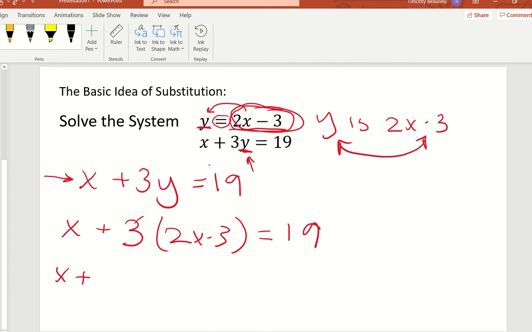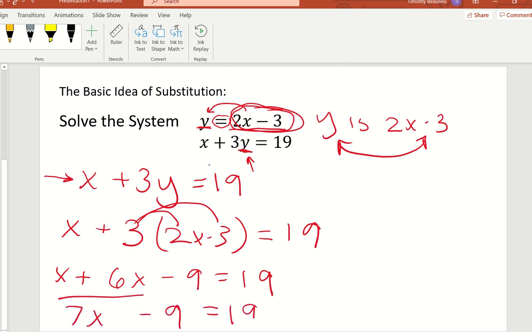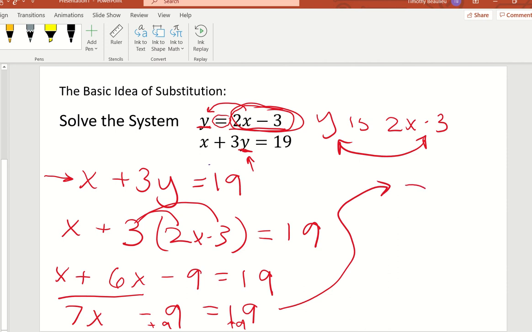x plus, well, we have to distribute the 3. 3 times 2x is 6x. 3 times negative 3 is negative 9, is 19. Combine like terms. 7x minus 9 equals 19. I'm going to actually add 9 to each side, but I'm running out of room, so I have to bring it over here. 7x equals 19 plus 9 is 28. And eventually you're going to get, divide each side by 7, x equals 4. But you're not done.